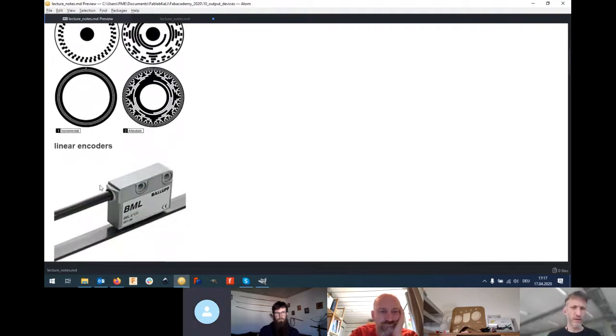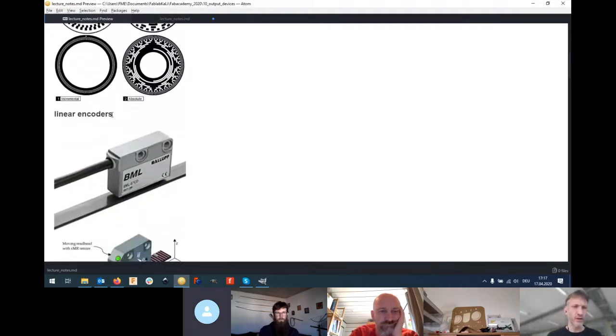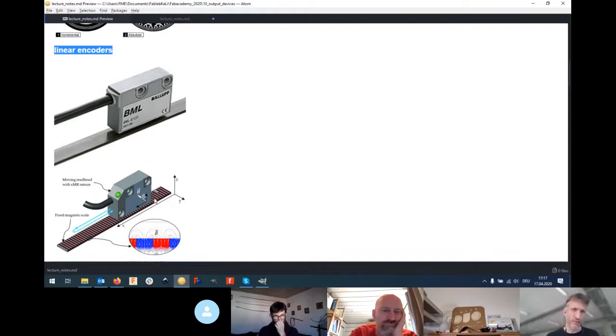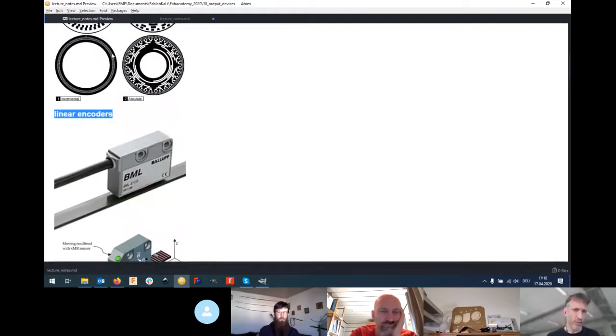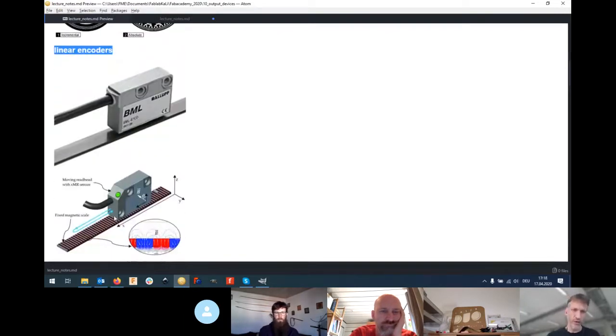So you also have linear encoders. For example, for big milling machines, you have a glass rail at the side that sometimes is optical, like the one up here. Sometimes it's magnetic, like the one in your caliper, you know, for measuring distances. And they're usually made of glass, so they don't expand when the machine heats up.